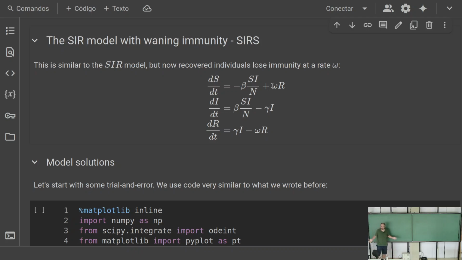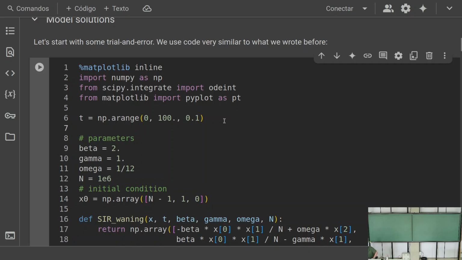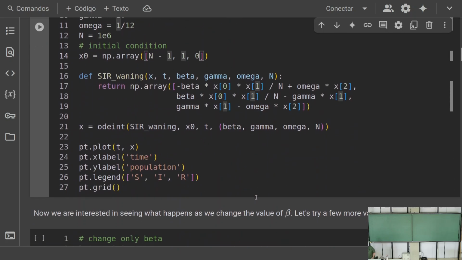First off, we have to solve this model. This is exactly like in the last class, now the version with fewer comments. The other version had comments explaining every single line. Now it's just the code. I'm running from this time, beta, gamma, and omega, total population, and again the initial condition with the total population minus 1 initially susceptible, 1 infected. This is the SIRS model. It's the same thing as before, but now I have this term here that is plus omega x2. x2 is the third element, 0 is the first. And this term over here that is minus omega x2. And now I just call odeint to solve the model, and then I plot the solutions.